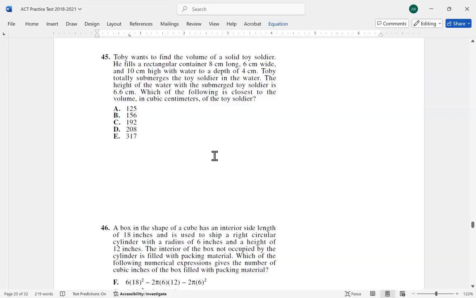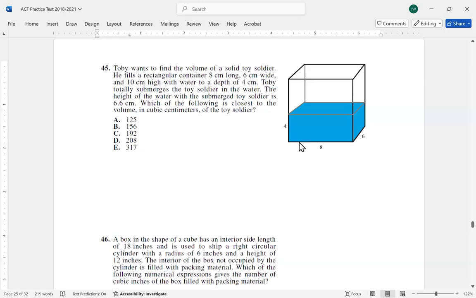So here's the deal. Let me draw this picture and what's going on. The container is 8 centimeters long, 6 centimeters wide, and it's technically 10 centimeters high, but we only care about how deep the water is. The water is 4 centimeters high. When he throws the toy soldier in, the water level rises from 4 to 6.6.